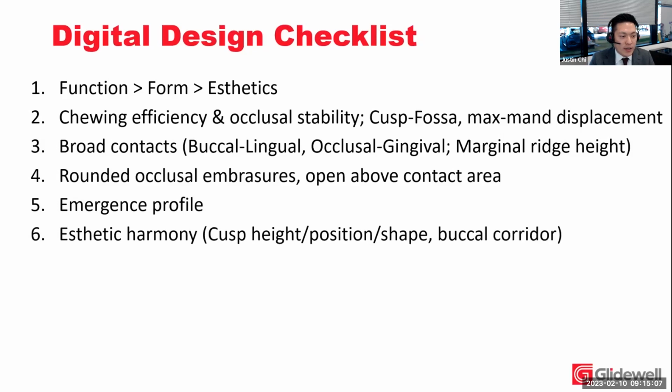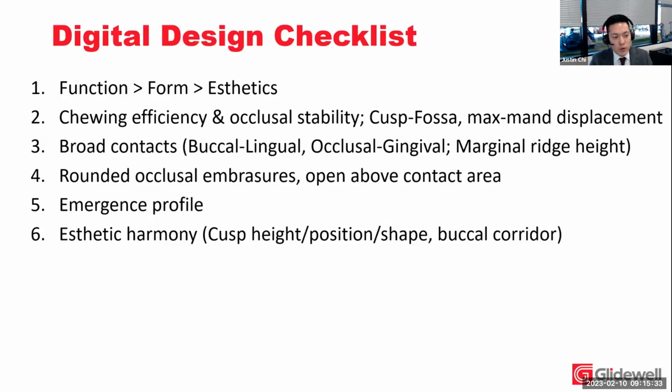And then from that point, aesthetic harmony. These are aspects that we want to visualize. Does our design harmonize with the surrounding dentition? Does it flow well with the surrounding dentition, especially once we move more into the aesthetic zone, premolars forward? We want to consider the cusp height, position, buccolingual position, the overall shape. Does it match and appear similar to the surrounding adjacent teeth?